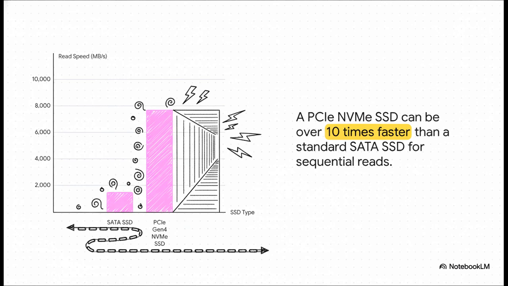And even down at the slowest end of the hierarchy, what we were calling the moon, speed makes a huge difference. A standard SATA SSD is already pretty quick, but a newer NVMe drive, it connects more directly to the CPU, kind of like a dedicated superhighway, and it can be over 10 times faster. Just upgrading that one part can have a massive, noticeable impact on how fast your computer feels.